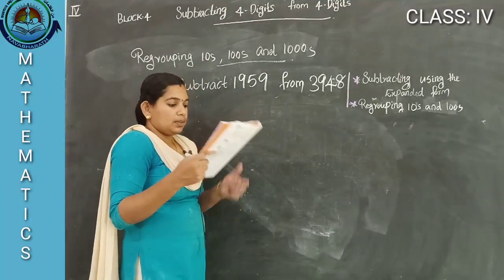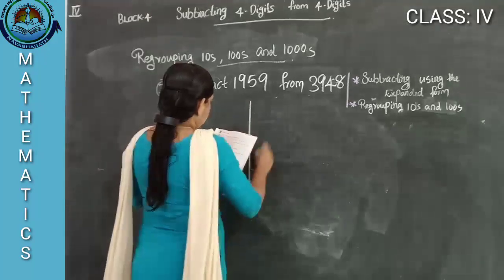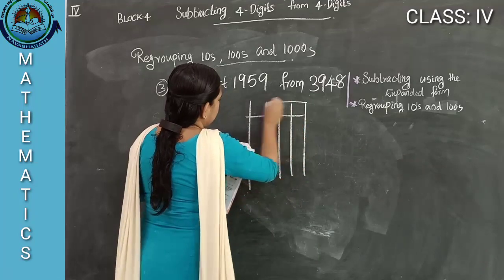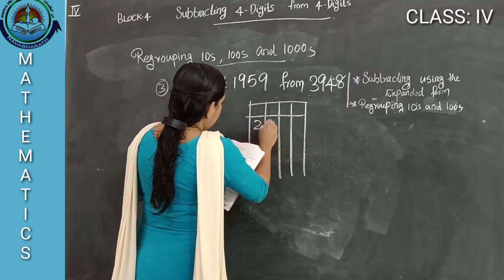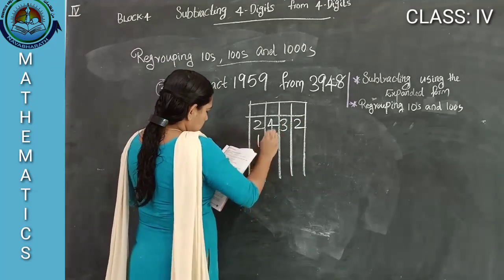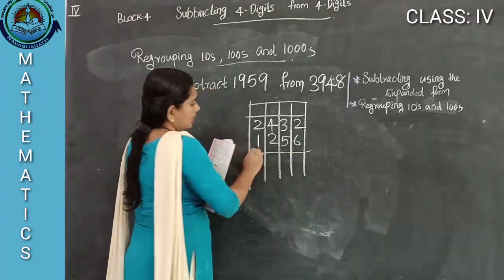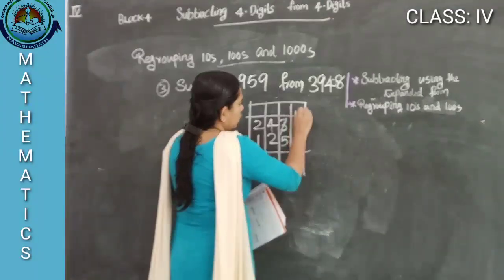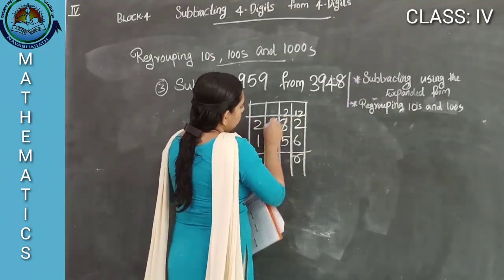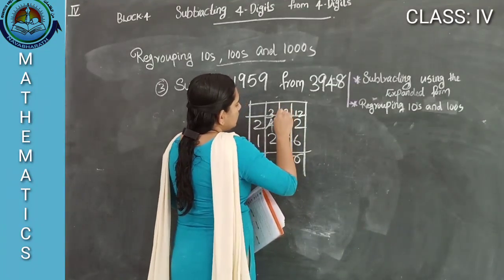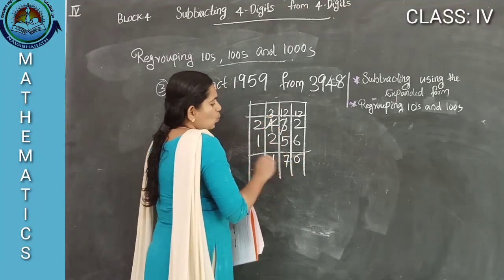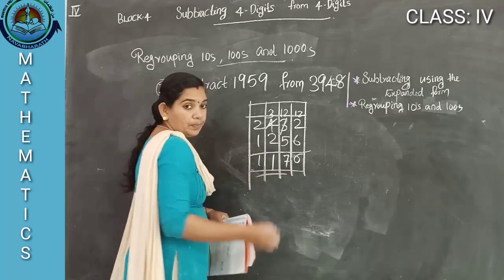Subtract using column method. 1432 minus 1256. 12 minus 6, 6. 2 is not possible, so we are taking 1 from here. This 4 becomes 3. It's 12. 12 minus 5, 7. 3 minus 2, 1. 2 minus 1, 1. Okay.